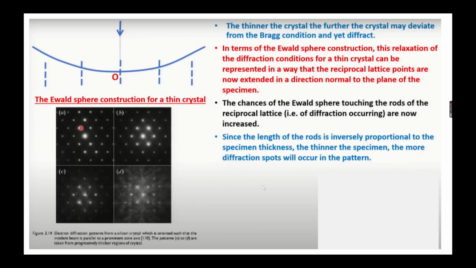Okay, so the length of the rod is inversely proportional to the specimen thickness, and if your material is thinner, this rod will be able to touch more and more diffracted spots. So when the specimen is thin, you get more intensity as well as more diffracted spots. In figure A, the number of diffracted spots is more because it is thinner. When you go from lower thickness to higher thickness, the number of diffracted spots is reducing. Okay, fine.